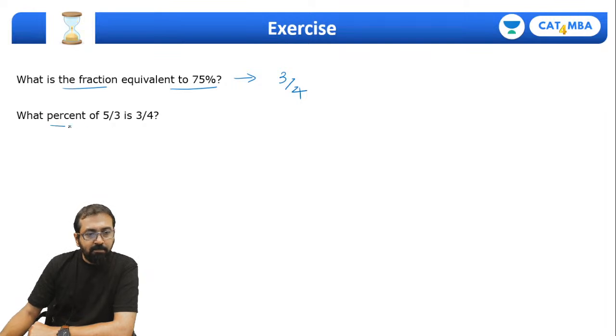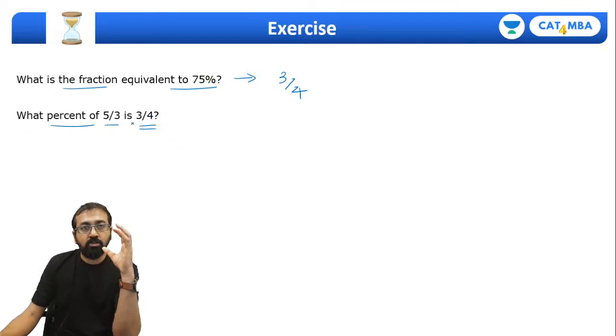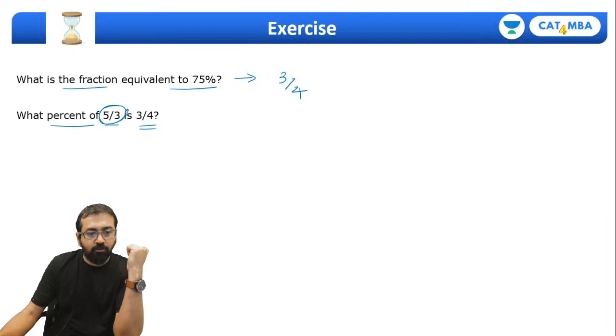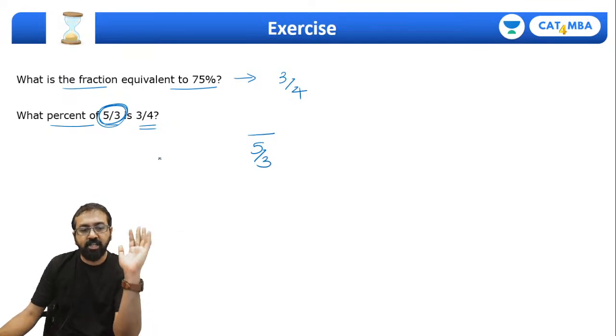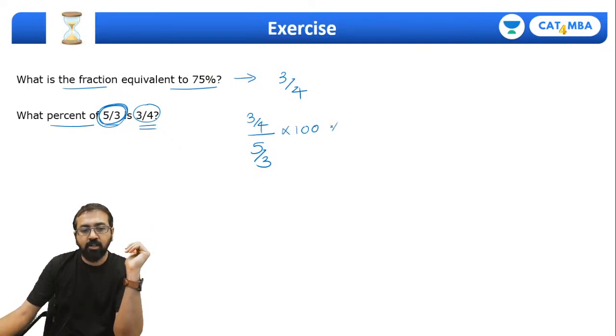Everyone, what percent of 5 by 3 is 3 by 4? So remember one thing, whenever you want to find out some percent of another number, whatever comes after "of" in percentage calculation will go in the denominator. Put it straight away in the denominator. Very simple. Okay, so this 5 by 3 will go in the denominator, and this 3 by 4 will be written in the numerator, and since we want to find out the percentage, we'll multiply by 100%.